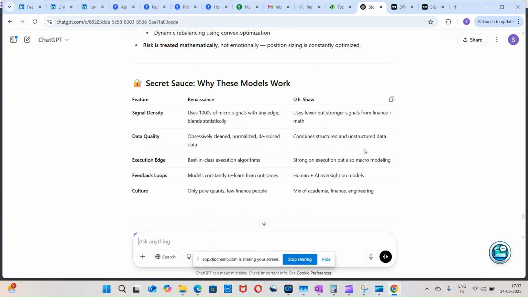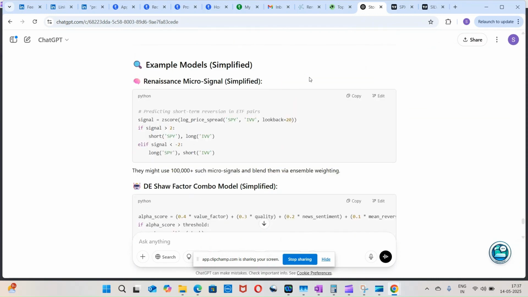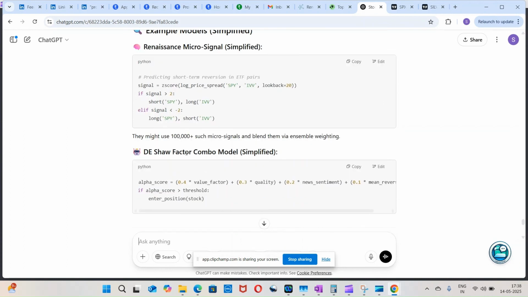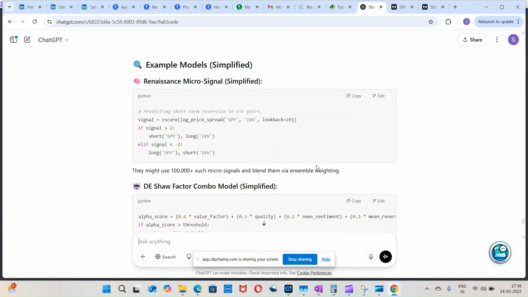Okay, so this is an example ChatGPT has generated for a Renaissance micro signal. If you see this, the price spread between SPY and IVV: when the signal is greater than 2, it is shorting SPY and long on IVV. If it is less than -2, it is long on SPY and short on IVV. And companies like Renaissance may use such 1 lakh plus micro signals and blend them to get ensemble weighting.